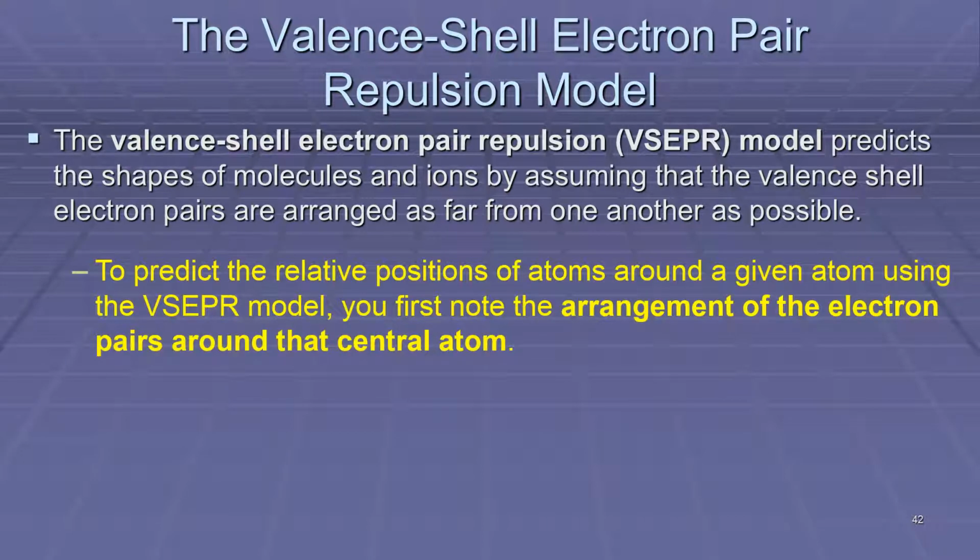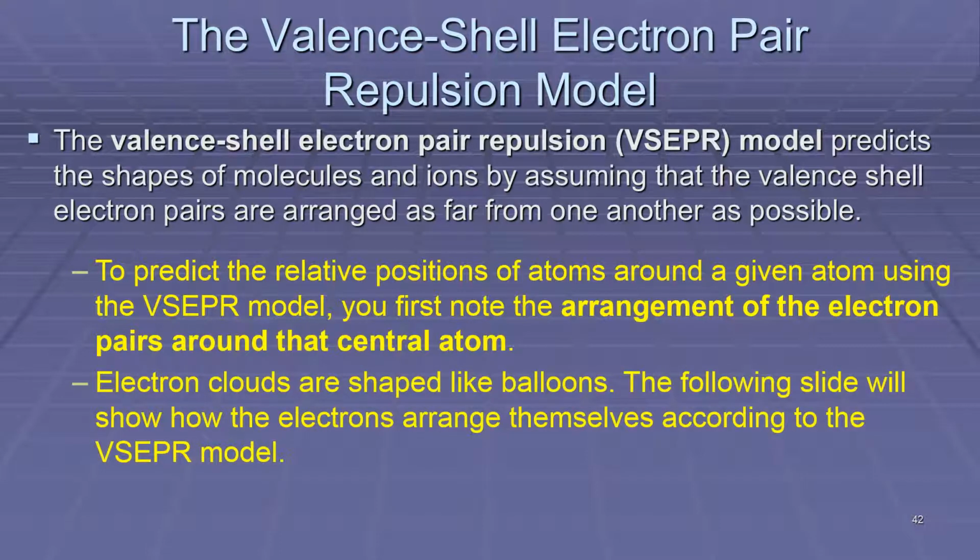So what we need to do is look at the center atom, and note the arrangement of the electron pairs around that central atom, or notice how they're going to be organized. Because electron clouds are shaped like balloons, they spread out and take up a bunch of space. The following slide will show you how they arrange themselves. If you actually take some balloons, take two balloons and hold them together and see how they lie, or three balloons.